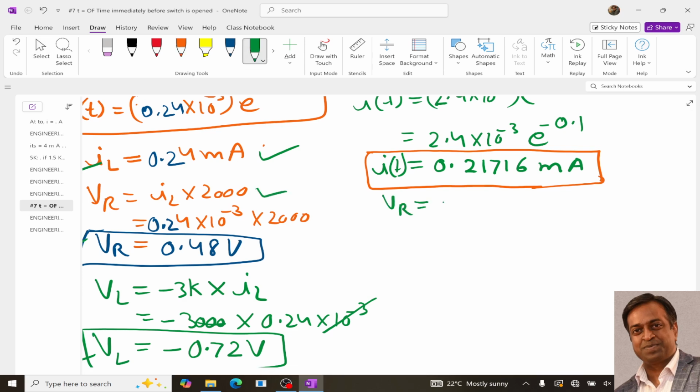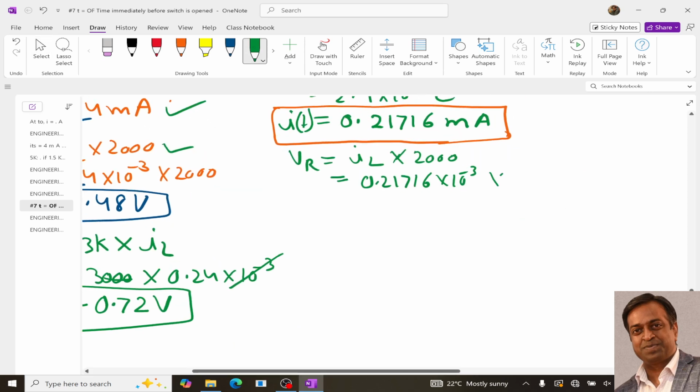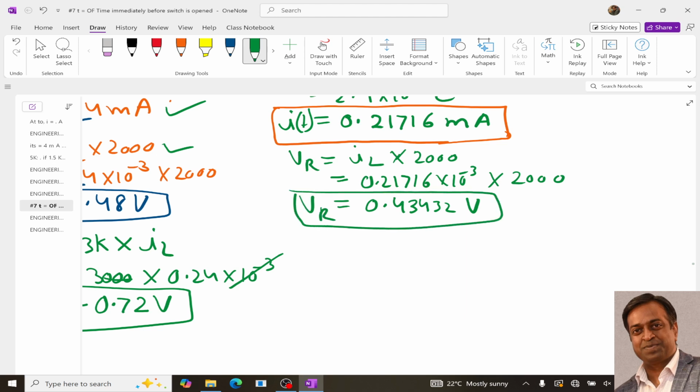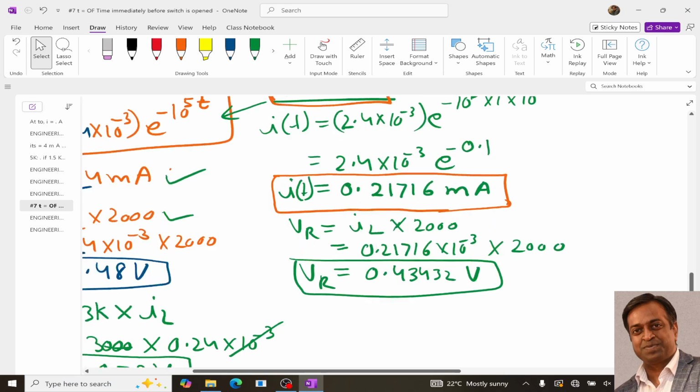VR will be equals to IL into 2000, right? So if you calculate this, IL is 0.21716 into 10 power minus 3 into 2000. So we will get the answer as 0.43432 volt. So this is our VR, VR at t equals to 1 microsecond.